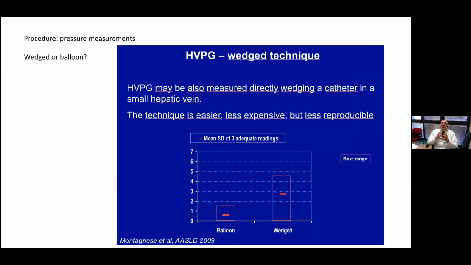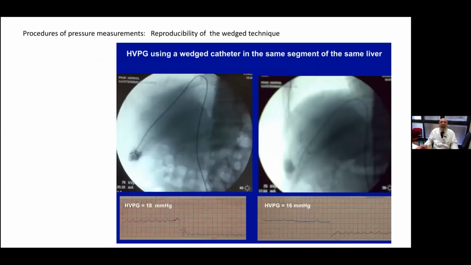Well, so a comparison of wedged or balloon. The wedged technique was easier and less expensive. It did not require changing the catheter and using the balloon catheters that are more expensive. But the problem is that it's less reproducible. And you see here that the variations in the balloon technique are much smaller than the wedged one. The main reason for this is that it corresponds to the value of a small area of the liver where it may be different, while with the balloon technique, you have the value of a larger amount of liver.